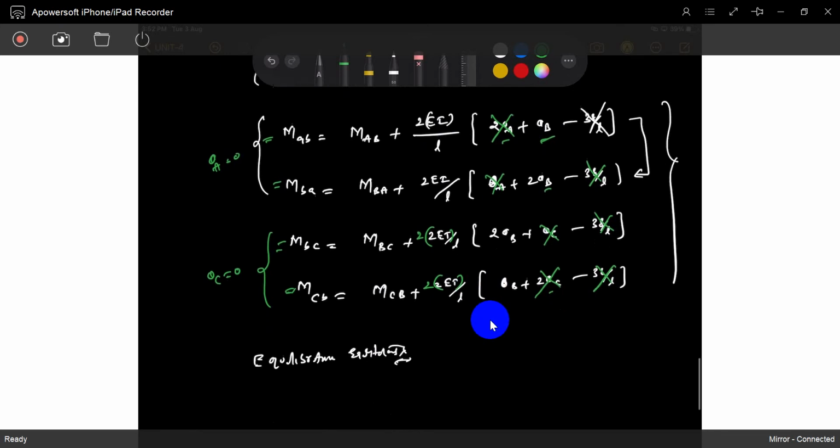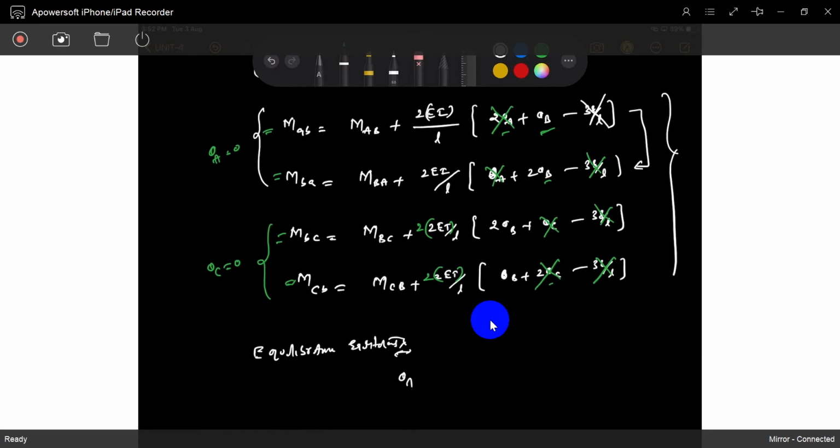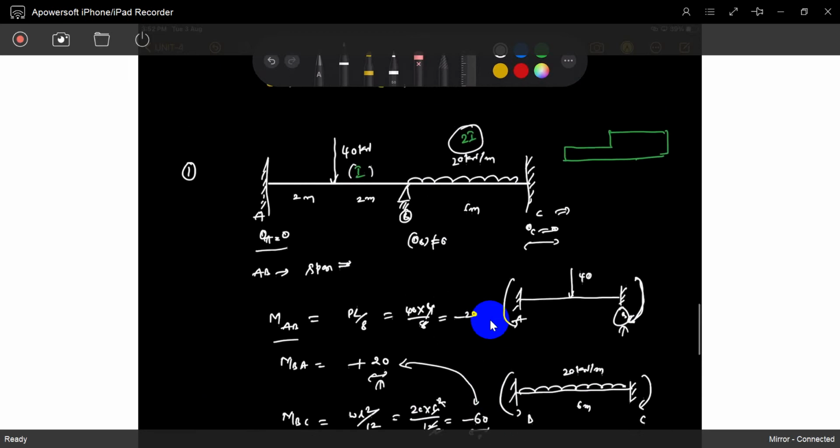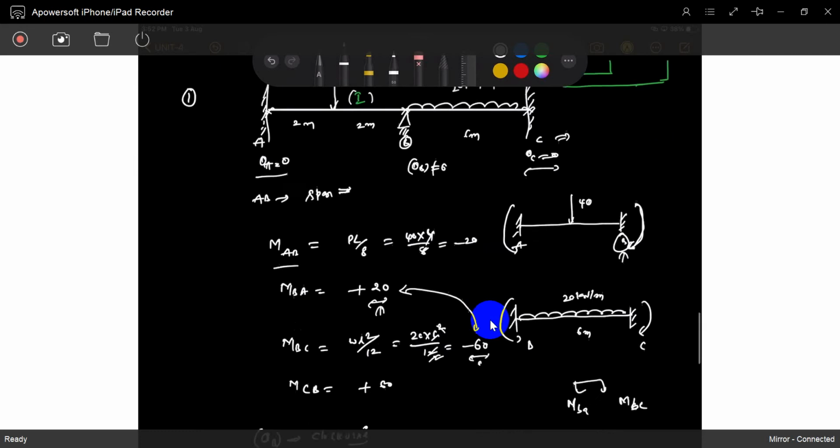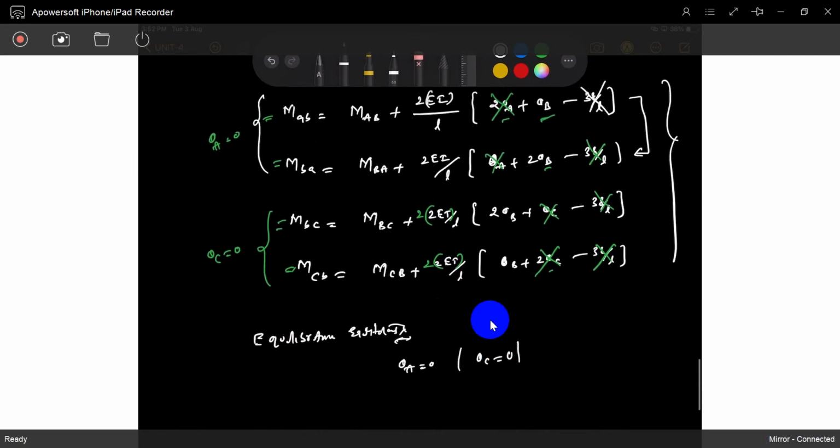Finally, I will show another equation. Theta A is 0, we know it. Theta C is 0, we know it. If you want to observe it, how many equations are required? MA, MB, MC. You have to find out three moments. If you find the three moments, you will solve everything. So three unknowns are there, three equations are required. That is one example of one idea also.